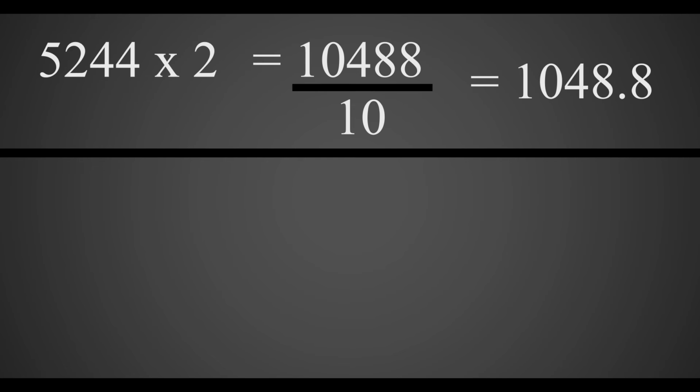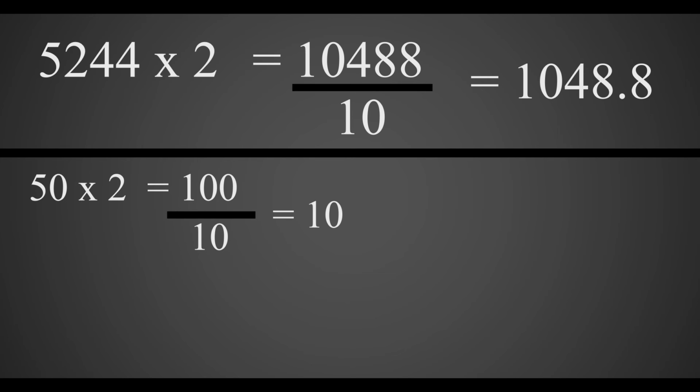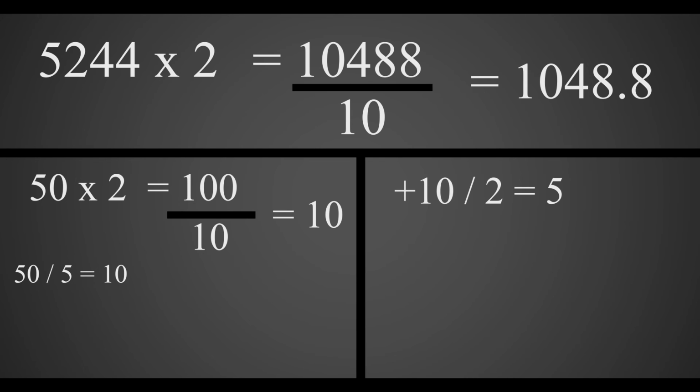Now let's try this with a smaller, simpler number to see if it actually works. So let's say we have the number 50. Now to divide 50 by 5, we have to multiply it by 2, which is 100, and then divide it by 10, which is 10. And we obviously know that 50 divided by 5 is 10. And this works because when you multiply something by 10 and divide it by 2, it's essentially just dividing it by 5, but in an easier way.